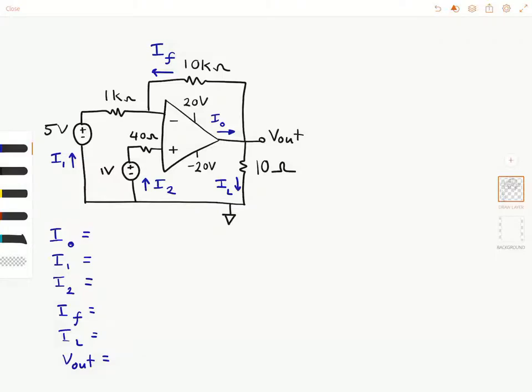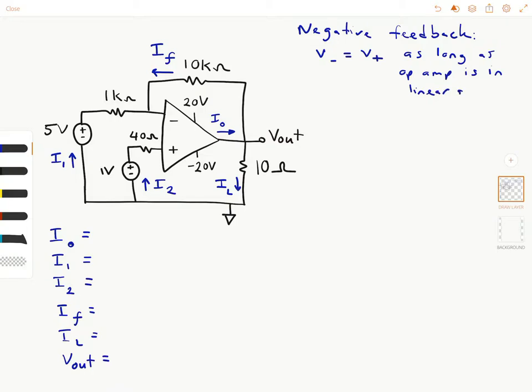Let's look at an op amp question where we need to find a number of currents and the output voltage. It's a negative feedback configuration. What this means is that V minus is going to be V plus as long as the op amp is in linear regime. This means it is not saturated.